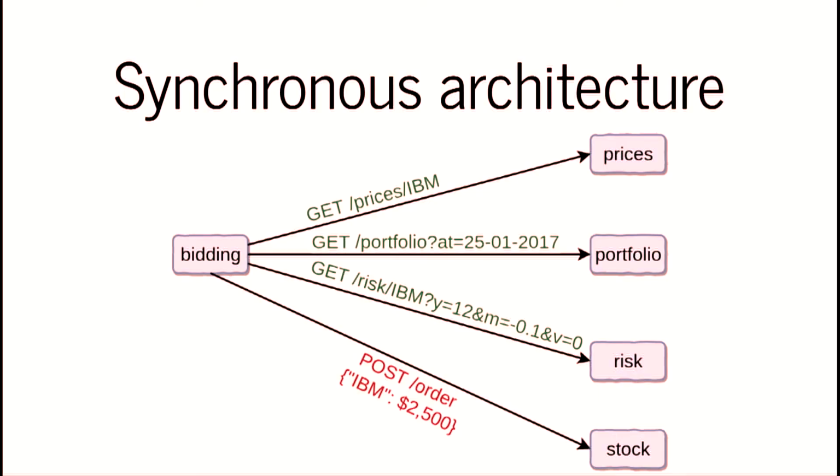So on the left side, I'm starting a request to a component called bidding. And this request, in order to actually figure out what to do, has to make a bunch of requests to a component called prices, to a component called portfolio. It has to know what the current price is. It has to know what my current portfolio is, so what kind of stocks I have. And it has to somehow calculate the risk. And in the very end, it makes a request to a stock market to actually buy some stocks.